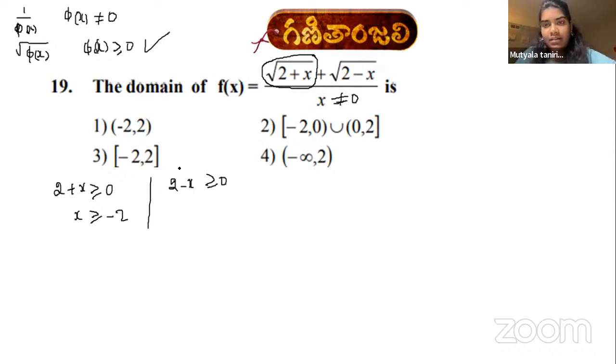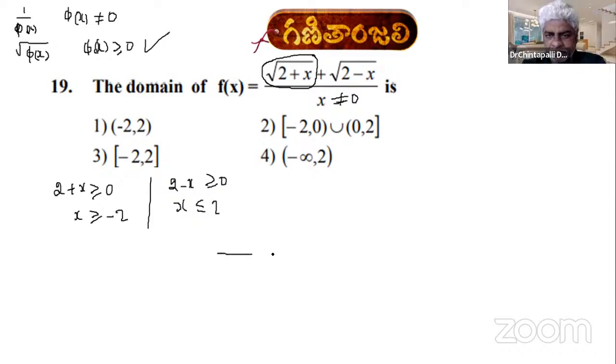So it will be x is... -x, so it will be less. So it will be less than 2, sir. Very good. Less than 2, for any value less than 2. That means x must be less than or equal to 2, right? Yes, sir.